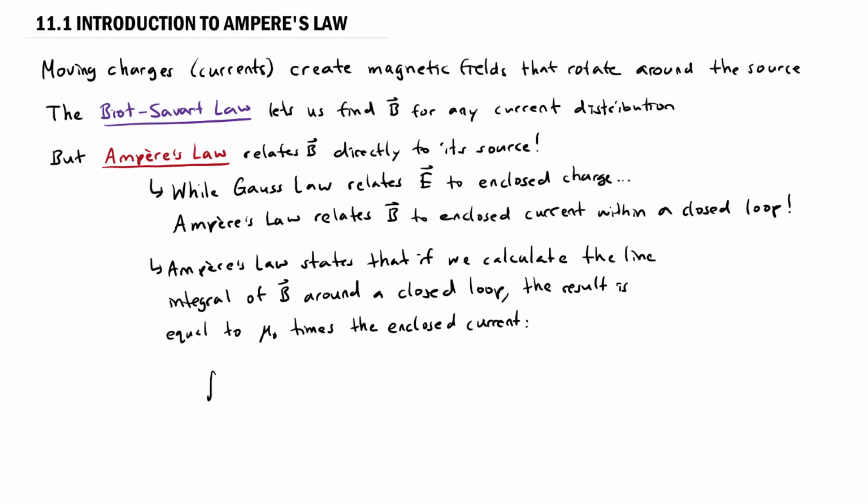So we write Ampere's law as the closed integral of the magnetic field dotted with dl, and that's equal to mu naught I enclosed. We're going to take a look at that throughout the next few sections, and we're going to develop these ideas further to appreciate and apply Ampere's law.